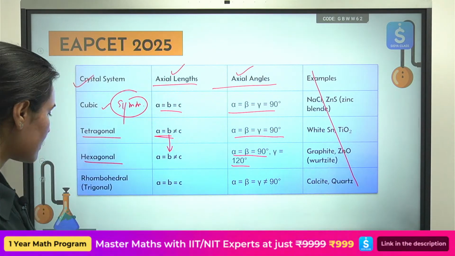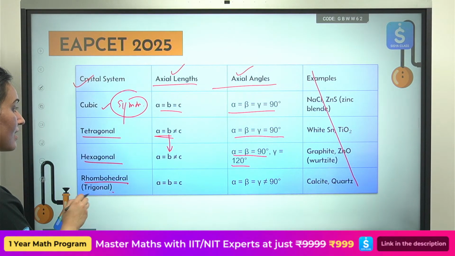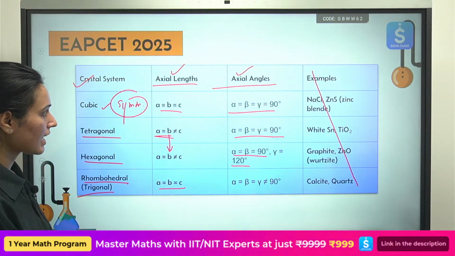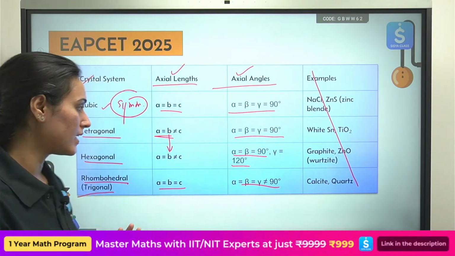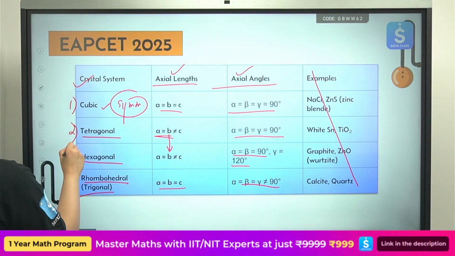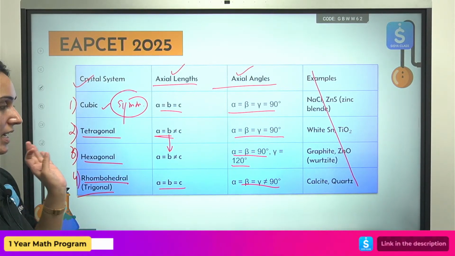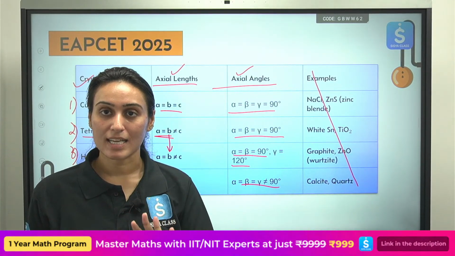Okay, next, rhombohedral or trigonal crystal system. All the edge lengths are same, but see, bond angles are different. Okay, so far we have covered, we have 3 more. We have total 7 crystal systems that they can ask us.